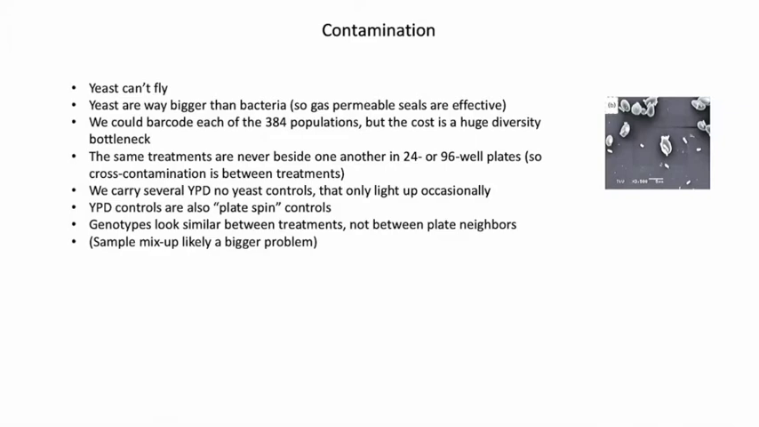These gas-permeable membranes, when we've tried to use them with bacteria, the bacteria just get through them somehow and into neighboring wells. They seem to be pretty effective with yeast. If you leave blank wells next to a well with something in it, they don't become contaminated that much. The 384 populations are not barcoded, because we don't start from an isogenic strain. If we tried to introduce a barcode into a population, we would probably really knock down diversity. So we haven't been able to do that.